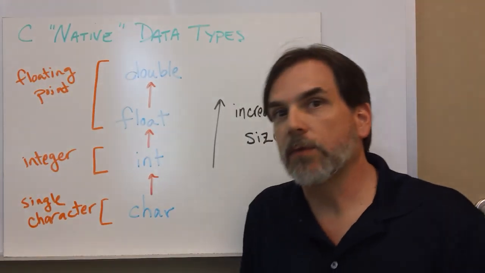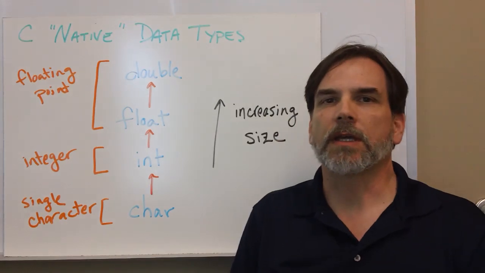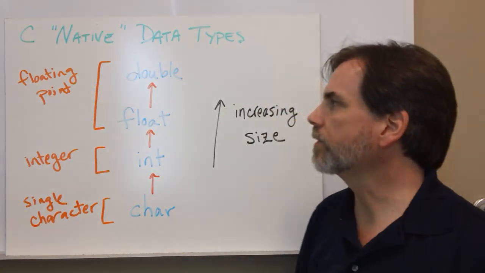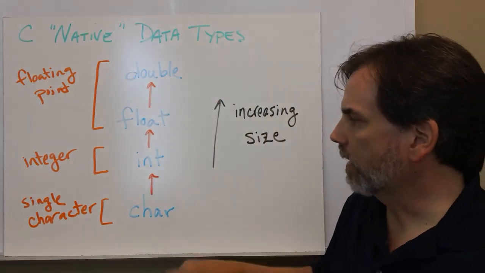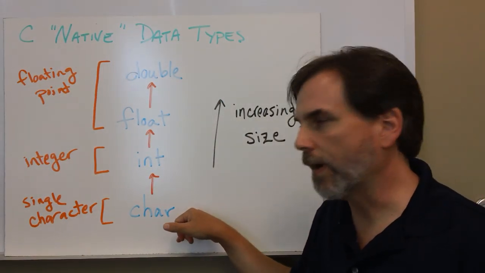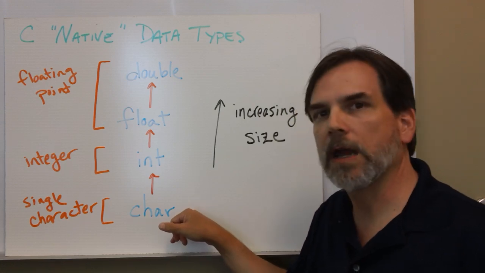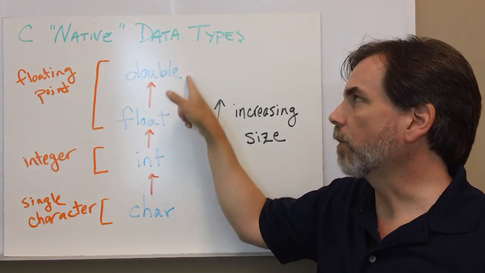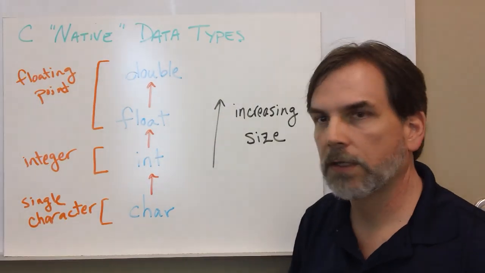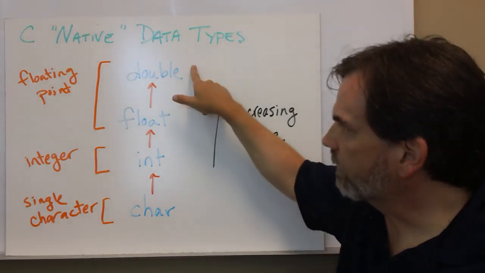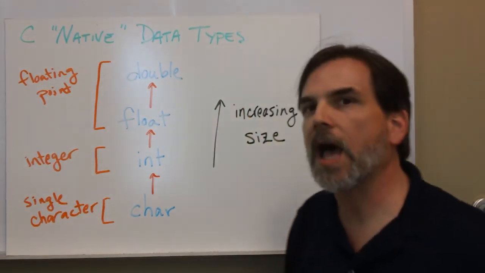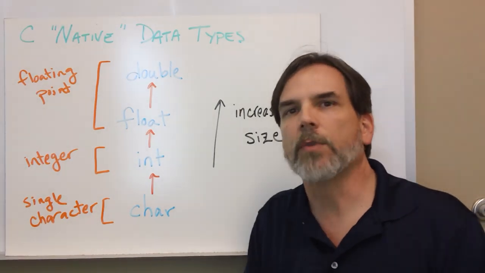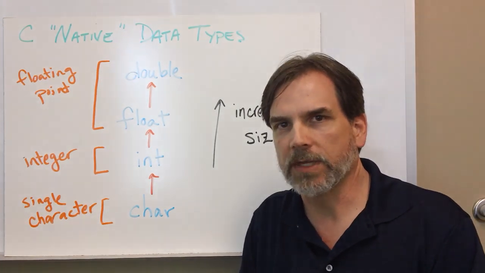I told you that C represents these three data types in the language. They're called native data types because they're part of the fundamental language. The names of these types are shown here. char is used to represent data that is a single character. int is used for data that is integer. float or double are used for floating point. As we go up this list, we increase the size of the representation, and therefore the larger number of values that we can represent with each one.